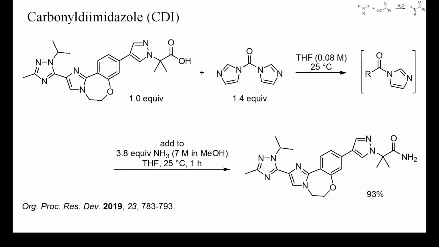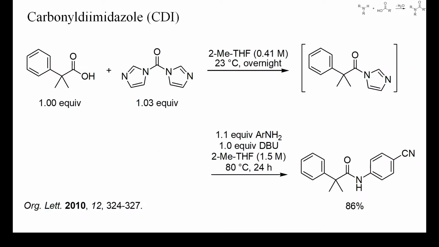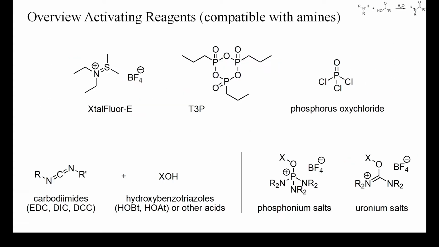In this example, a sterically demanding acid was first converted into an imidazolide and then, upon reaction with ammonia, into an amide. Despite the use of a methanolic solution of ammonia, no methyl ester was formed, and the acylation was finished after only 1 hour at room temperature. This example is similar to the previous one, but here the unreactive 4-aminobenzonitrile was the nucleophile. In this case, the acylation was accelerated by heating to 80 degrees Celsius in the presence of 1 equivalent of DBU. Let's now have a look at some examples of amide formations with amine-compatible activating reagents.